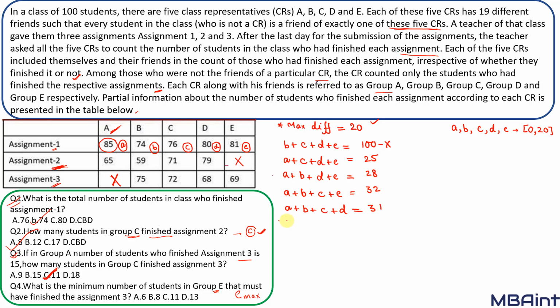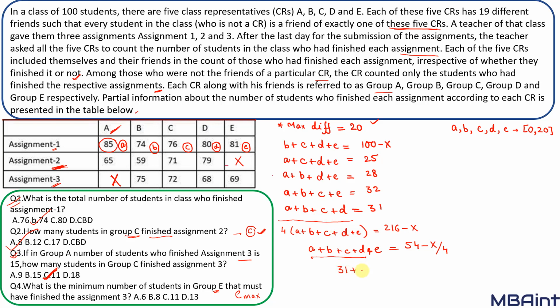So let's sum this up. Again, if we sum this up, we'll get 4 times A plus B plus C plus D plus E, and this was how much? 216, we have seen in the previous question, minus X. Or in fact we can write A plus B plus C plus D plus E equals 54 minus X by 4, right? Now we know the value of this A plus B plus C plus D, right? What is this? This is 31.